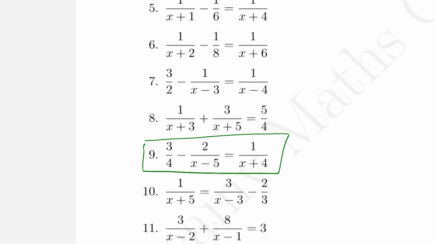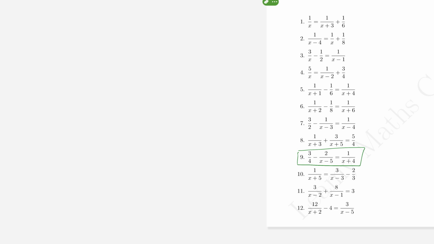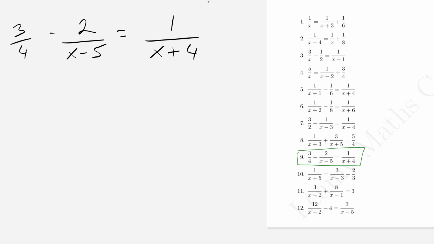Alright, question 9, slightly more difficult example. So let's have a look at it. What do we got? 3 over 4 minus 2 over x minus 5 equals 1 over x plus 4.